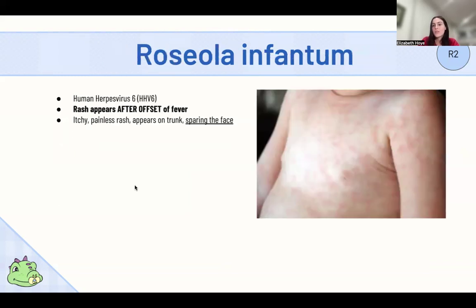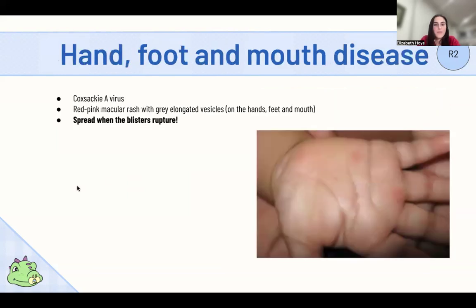This next one is roseola infantum. That's HHV6. The rash actually comes after the fever. The way to remember it is that it spares the face. You might think it's very similar to a rubella or a measles looking rash, but this one is itchy and painless and it spares the face, as I said.